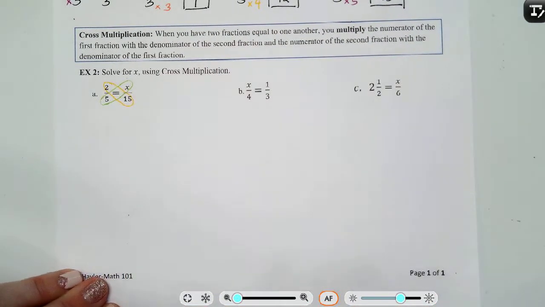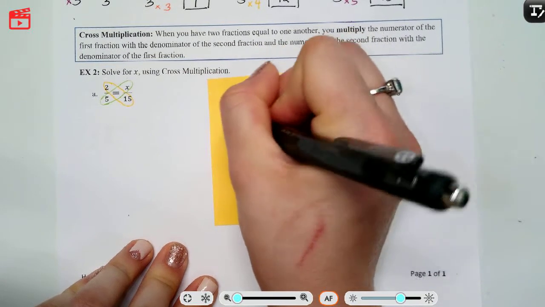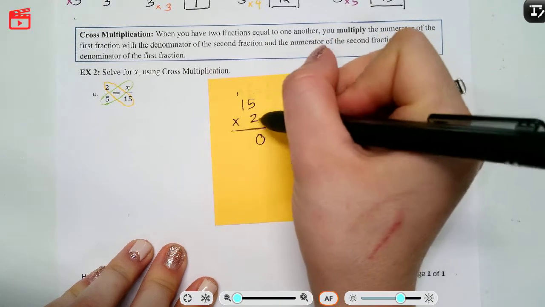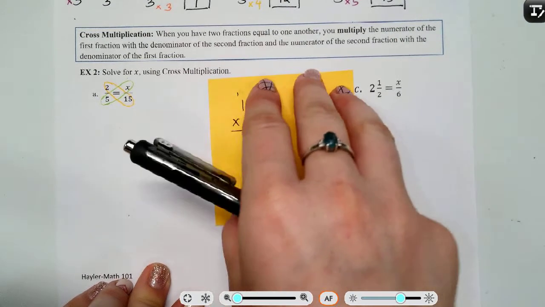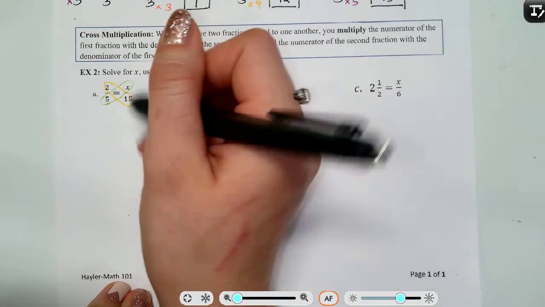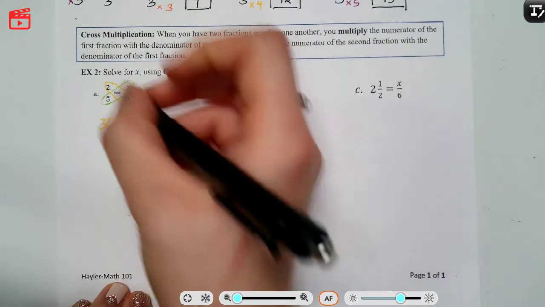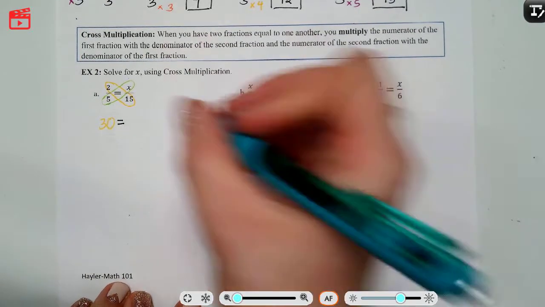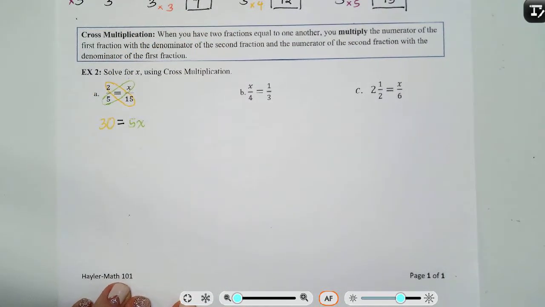So 2 times 15, which maybe you do know off the top of your head, maybe you don't. Let's go ahead and multiply that out. So 15 times 2. It's going to be 2 times 5, carry the 1, so it's a 10. And then 2 times 1 is 2, plus 1 is 3, so the answer is 30. So 2 times 15 was 30. Carry down the equal sign. And then x times 5, which I can't actually do, so that's just going to be 5x.